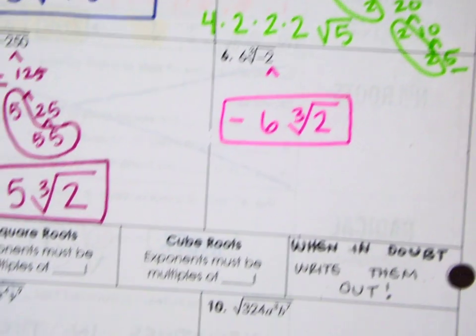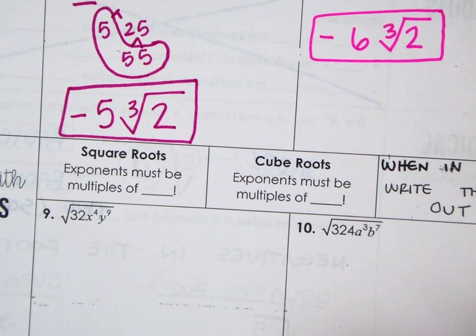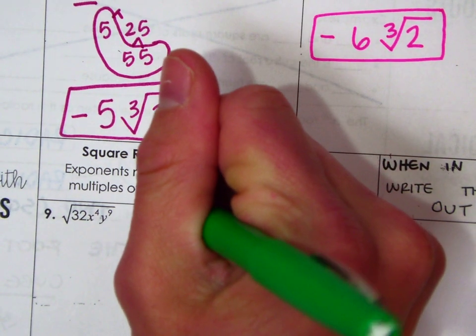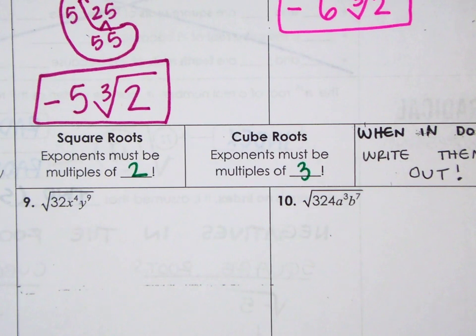So the new thing for today is the variables. So square roots, your exponents must be multiples of 2. Cube roots must be multiples of 3. And when in doubt, write them out. All right.